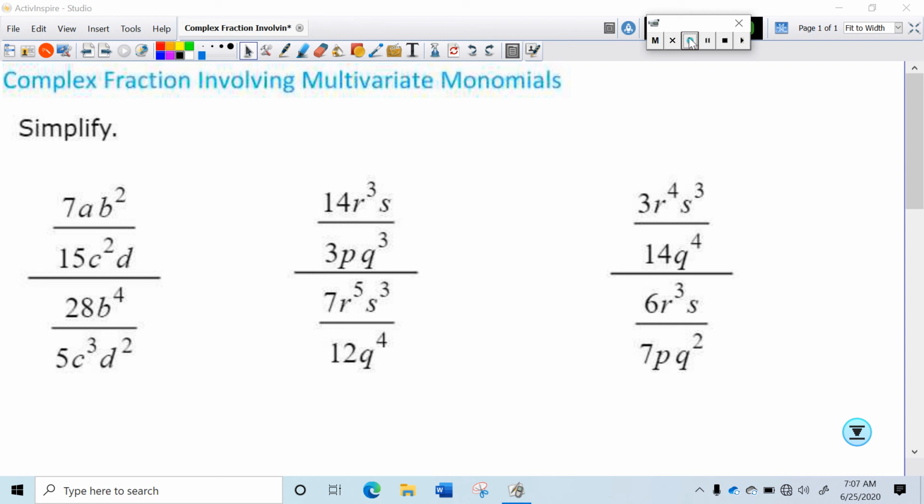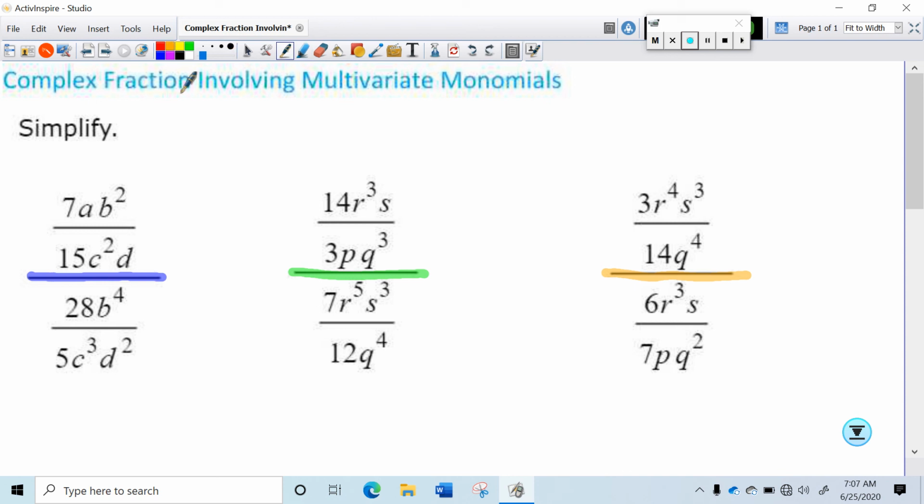I'm going to simplify these complex fractions, and in order to simplify a complex fraction, which is just a fraction over another fraction, it's really important that you determine where the original fraction bar is. So I have outlined those. Here's why it's so important.